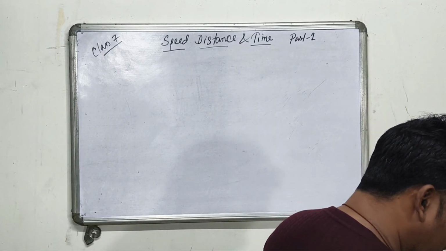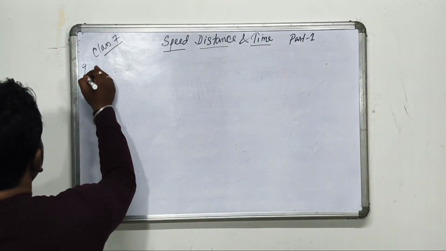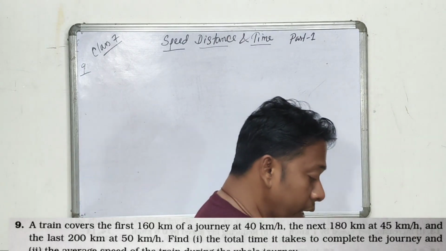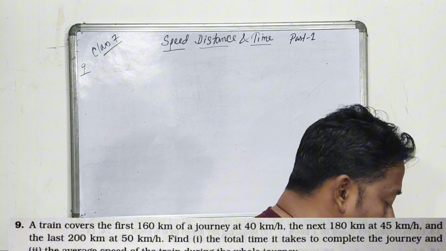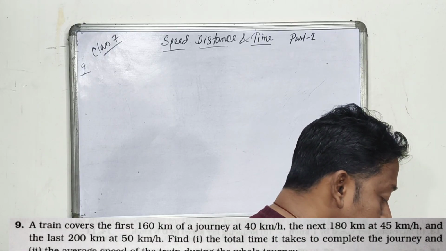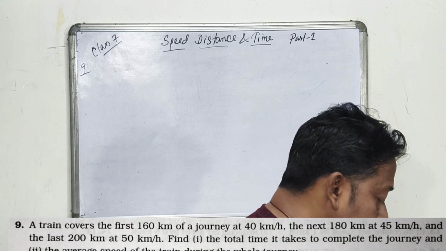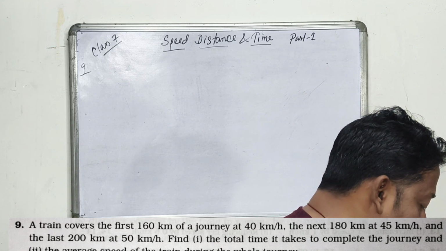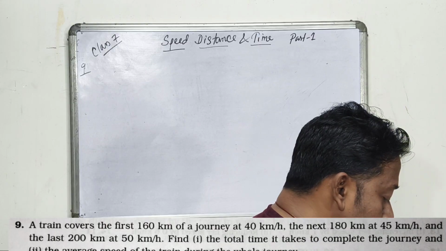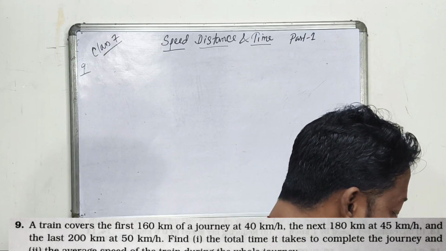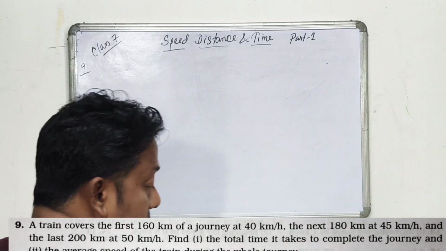Now question number 9. A train covered the first 160 km of journey at 40 km per hour, the next 180 km at 45 km per hour, and last 200 km at 50 km per hour. Find the total time it takes. Okay. Now a train covers the first 160 km at the speed of 40 kilometers.